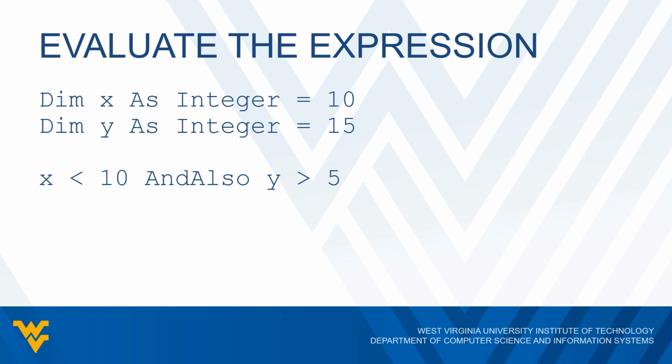Here's an example where we use the and also operator. So we're checking to see if x is less than 10 and also y is greater than 5. So look over this to see if you can figure out what this is going to evaluate to.